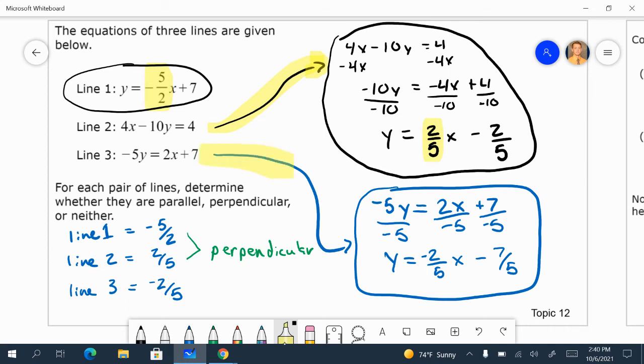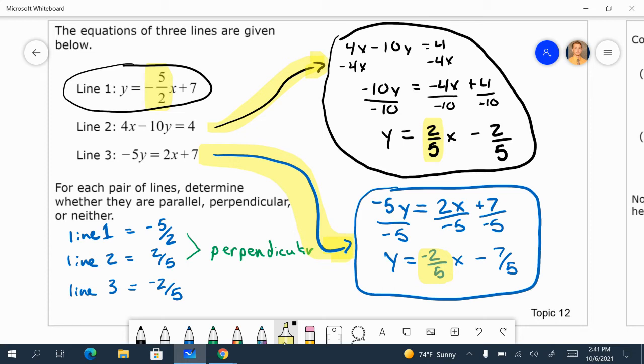I did the same thing with this one. I showed that, well, first of all, I solved it for y, and then I got negative 2/5 for my y-intercept. Or sorry, not my y-intercept, my slope, sorry. So my 3 slopes are highlighted on the screen right now. Line 1 and line 2 look like opposite reciprocals. Line 3 does not look like it matches anything.